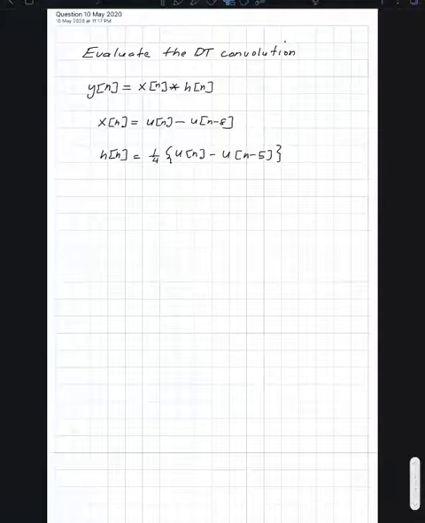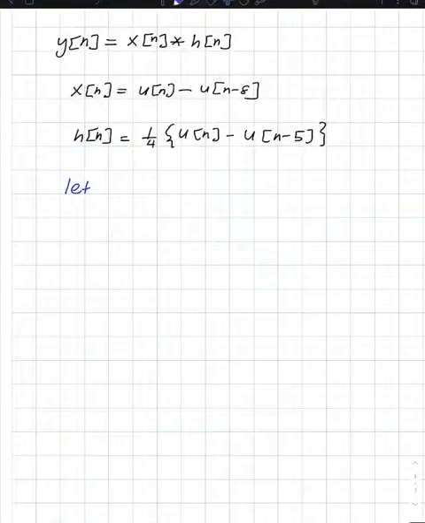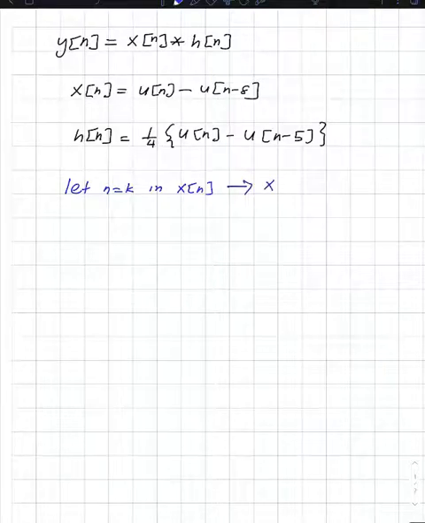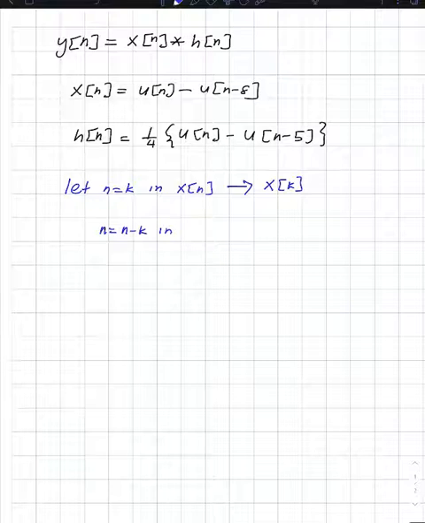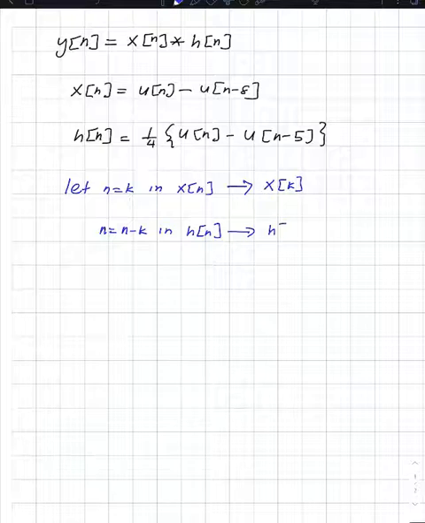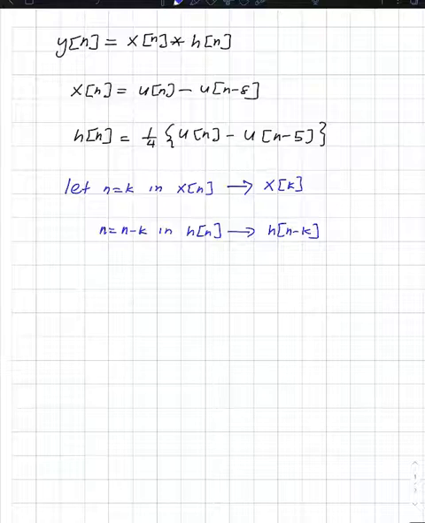Okay, evaluate the DT convolution. Let n equal to k in x[n], so that's going to give you x[k]. And let n equal to n minus k in h[n], so that's going to give you h[n minus k]. So we're going to plot each one of them and then multiply them.